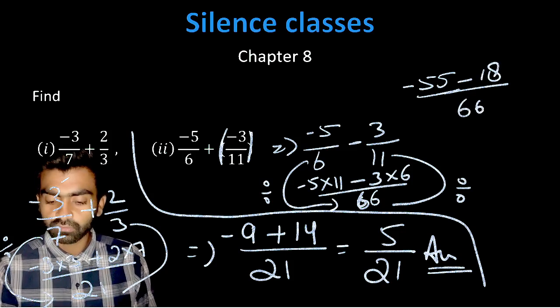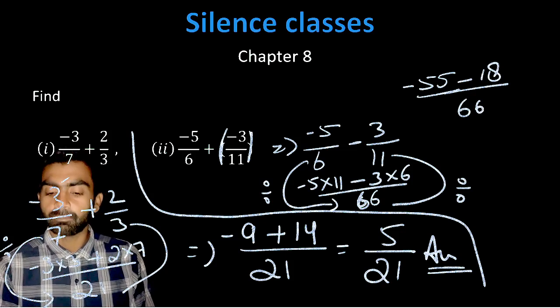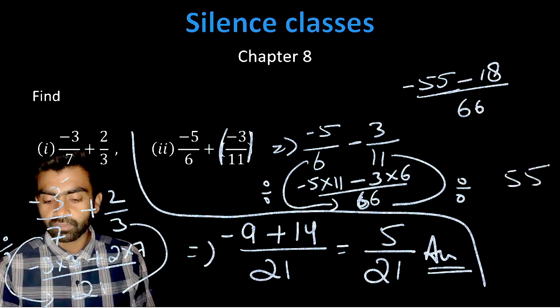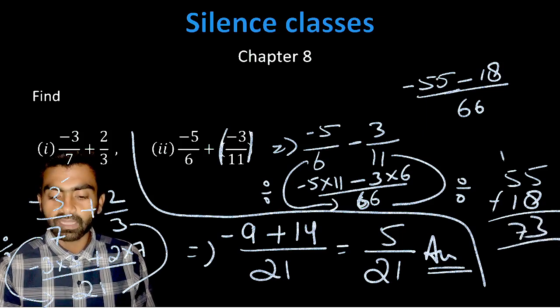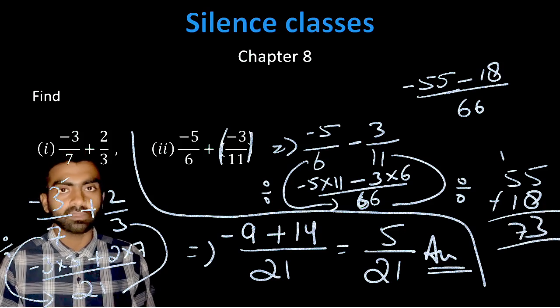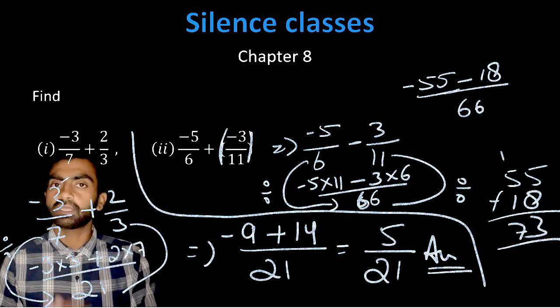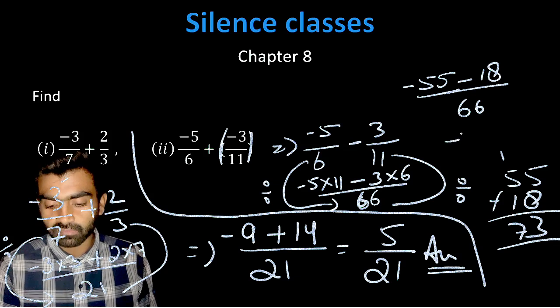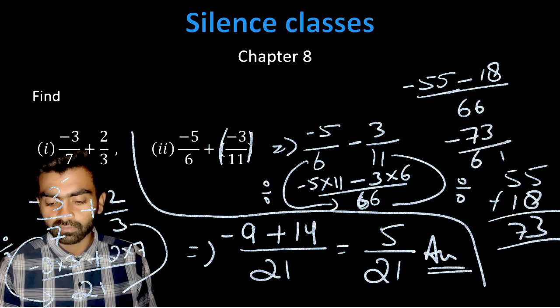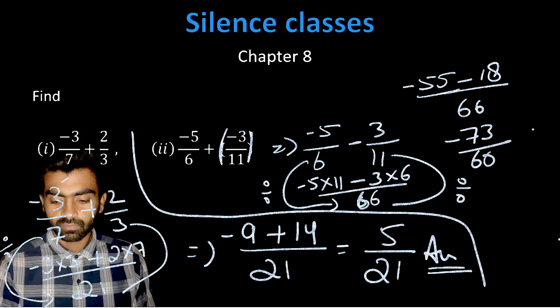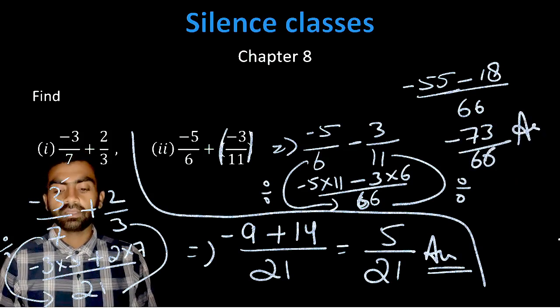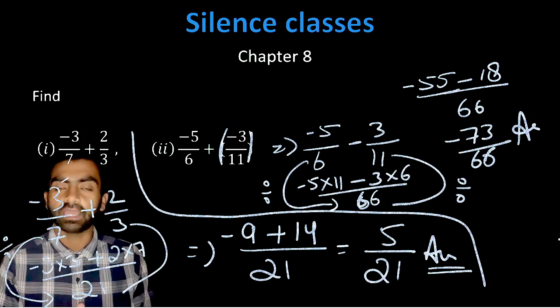I hope you guys understood. Now minus minus will become plus, so we will add 55 and 18. We will get 13, 5 6s, 73. Minus minus will become plus, but we have to put the sign with the greater value, so we will get minus 73 upon 66 as the answer. I hope you guys understood how we have done it.